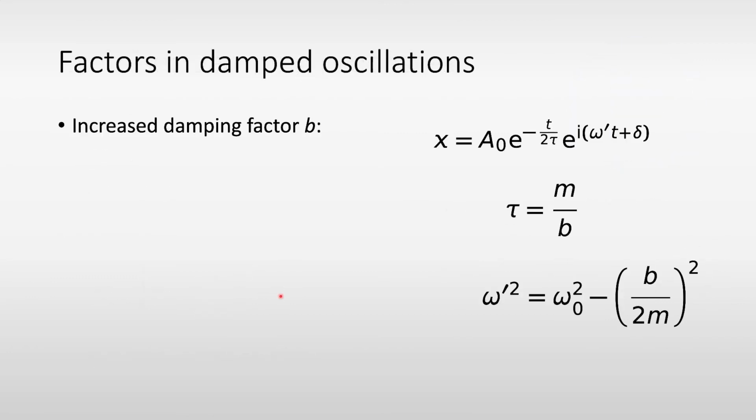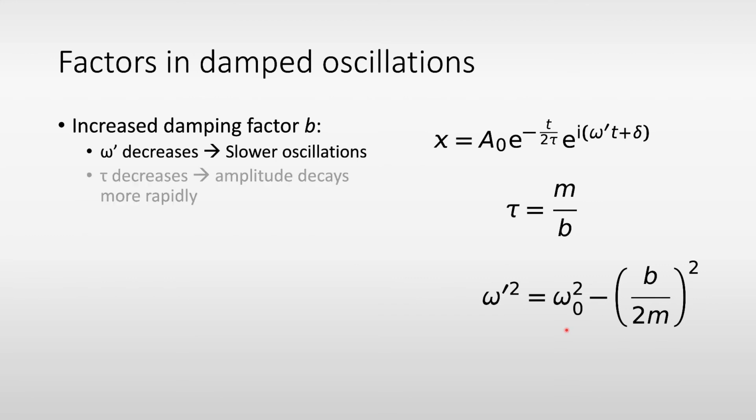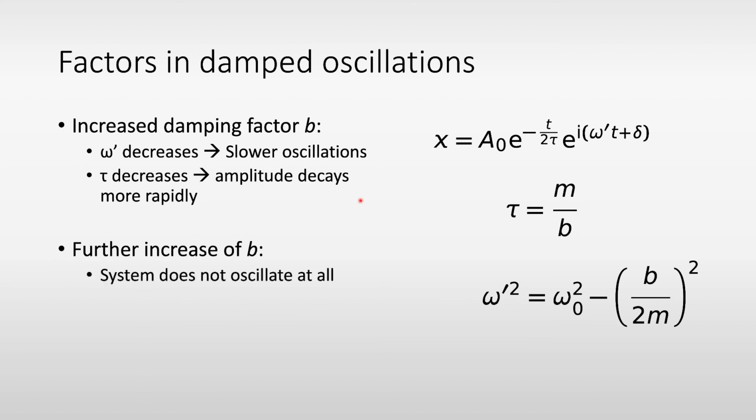There are a number of factors to think about in damped oscillations. What happens when we increase the damping factor b? As we increase it, we see that omega prime decreases. So if we look here, as b increases, omega prime decreases. We get slower oscillations, lower frequency oscillations. Tau, this characteristic damping period, decreases, so the amplitude decays more and more rapidly. Any further increase of b over and above 2m omega 0 leads to the system not oscillating at all.